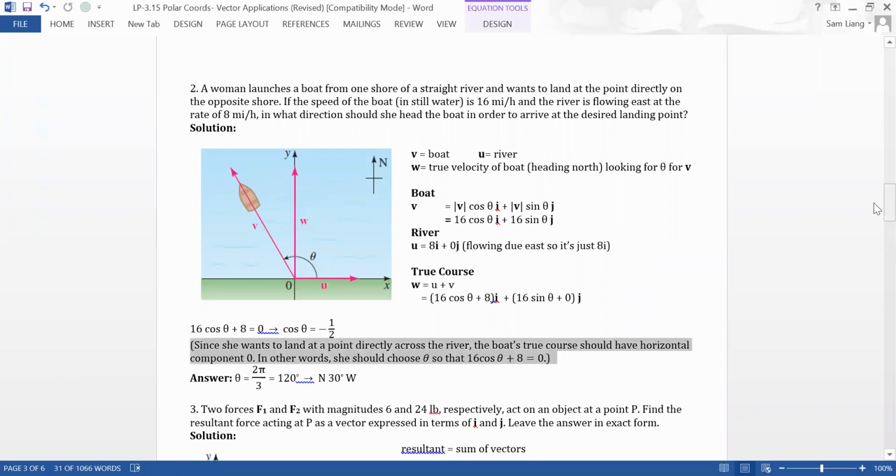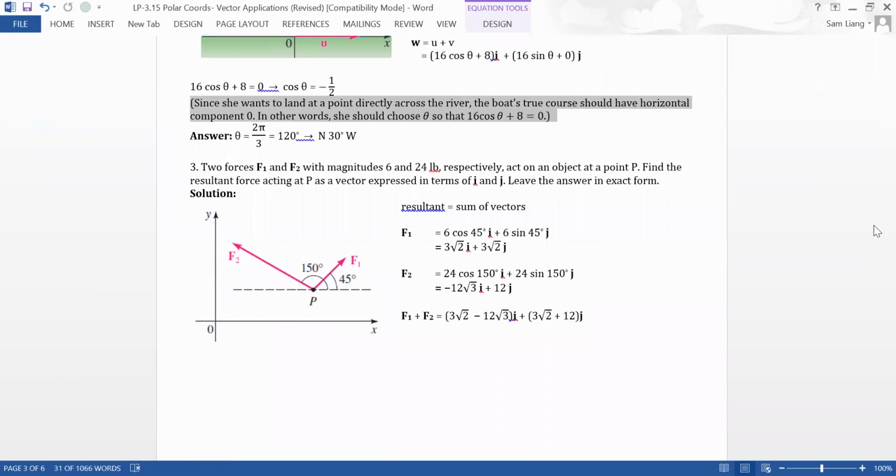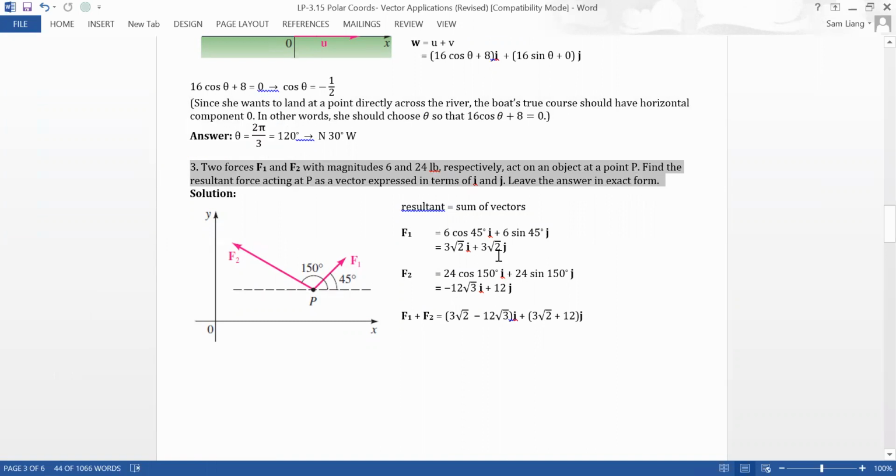All right, question 3. Could I have another volunteer to read this? Two forces, F1 and F2, with magnitudes 6 and 24 pounds respectively, act on an object at a point P. Find the resultant force acting at P as a vector expressed in terms of i and j. Leave the answer in exact form. All right, thank you for that. So by resultant, they mean the sum of vectors. That's a vocab word you might know from physics. If not, just know that you have to combine them, you have to add them together.